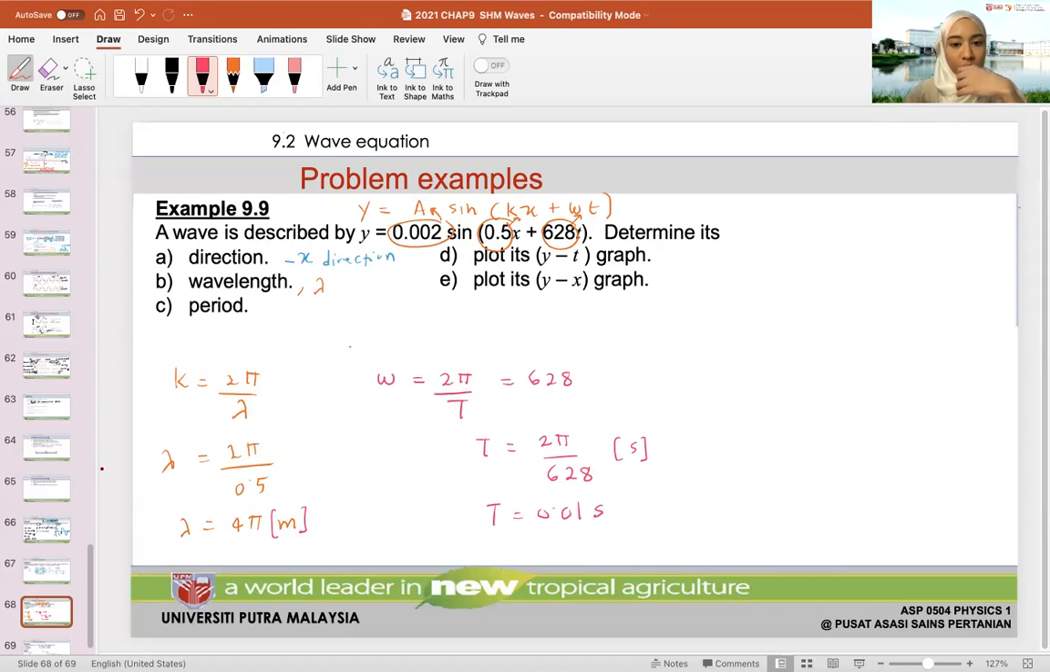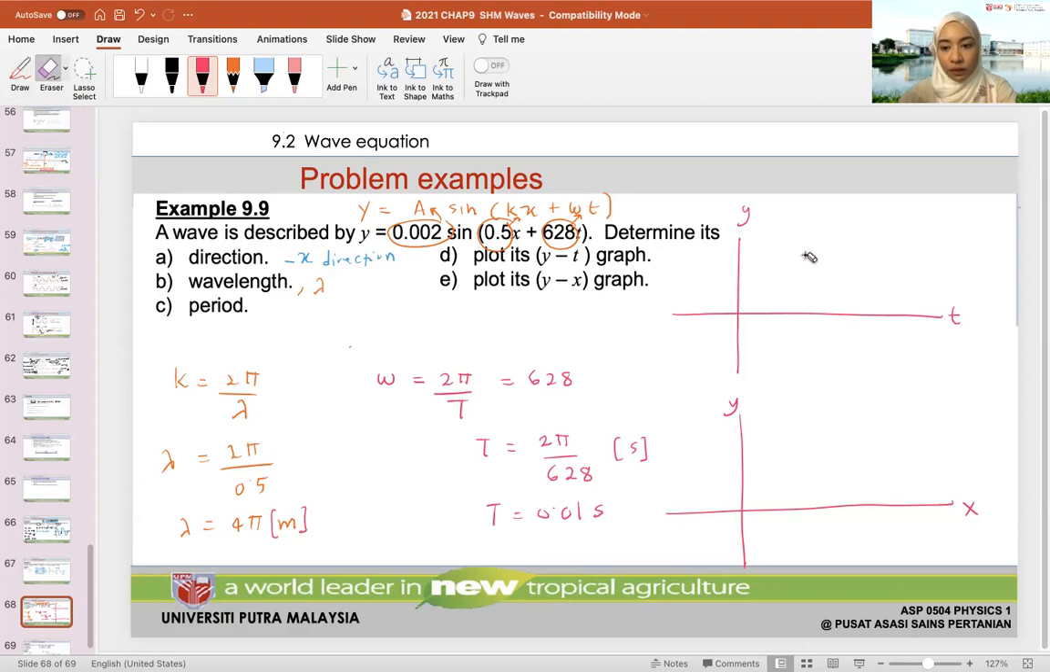Okay, so now we're going to plot the y-t graph and also the y-x graph. Let's do that together. This is the last example for this chapter, and then we're done. So again, draw your y-t graph and your y-x graph. If you want to plot your y-t graph, you need to make your x as 0. Or if you don't want to use the equation, you can use whatever you already found.